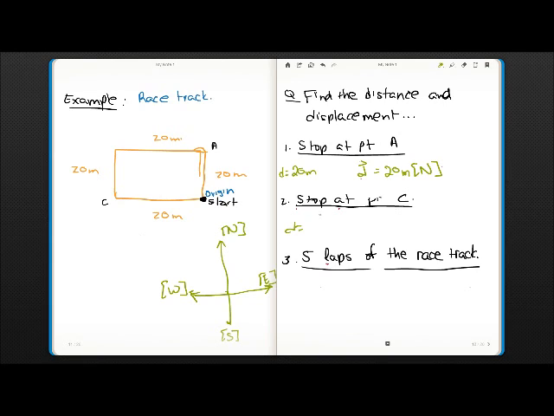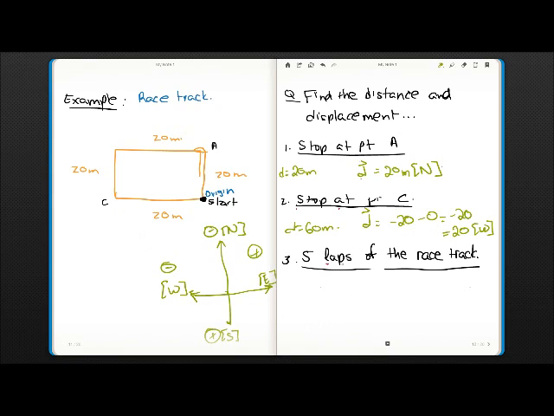So the total distance you covered is 60. However, the change in position would be, remember, you have to take the final position, which is minus 20 west. So it'll be minus 20. Let's just say that this is negative, this is positive, negative, positive. So it's minus 20 plus 0. Therefore, your final position is minus 20, which, if you put it into direction notation, will be 20 west, because going up and down cancels each other out.